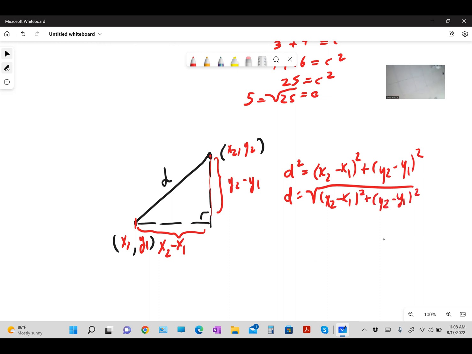And you're done. That is your distance formula. That's how you get your distance formula. Make sense? That's it. That's all it is.